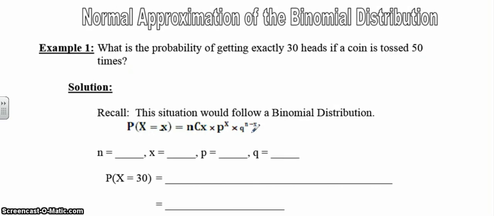So this was the formula for binomial distribution. And if you remember, n was the number of trials. So that means n is equal to 50. X was equal to the number of successes we were interested in measuring. So that was 30. And P was the probability of success. And a success in this case is getting a head. So that is equal to 1/2. And Q was the probability of failure. So if there's a half for success, there's a half for failure, because that's the probability of not getting a head.